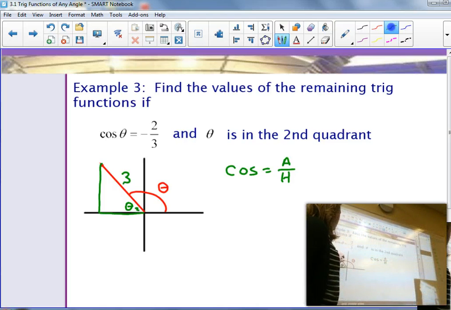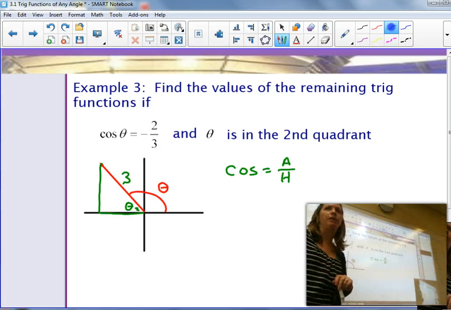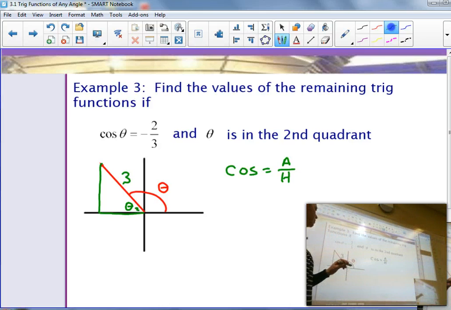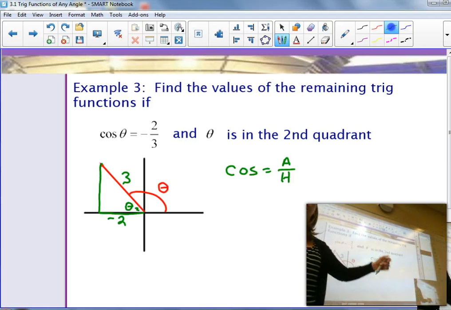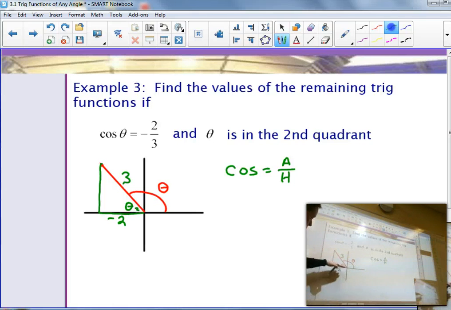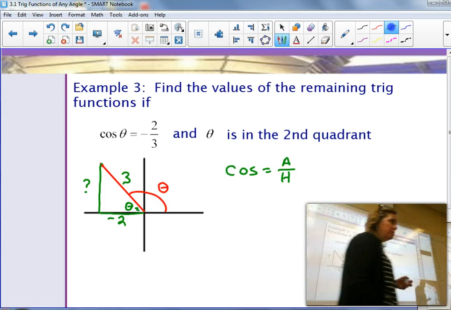3 is going to be the hypotenuse. And then where am I going to put negative 2? It's the adjacent, right? It's the x coordinate. Cosine is negative when x is negative. So cosine is represented by those negative x's. Okay? So if I'm going to find the rest of the trig functions, I need to know the opposite side. It's the square root of 5.